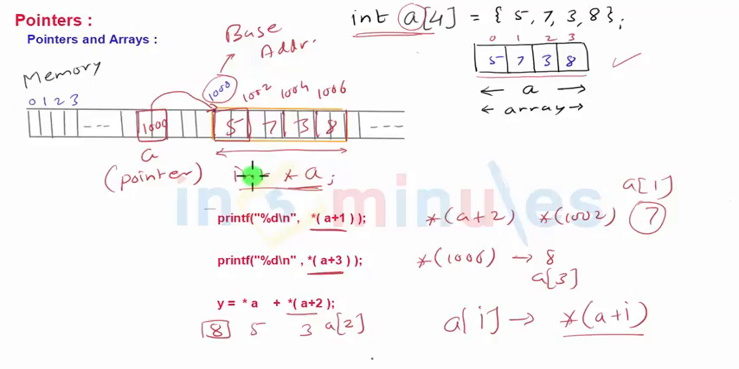If I is 0, it stands for the zeroth value from A, which is A0. If I is 3, it stands for the third value from A, that is nothing but A3. So that is how we can access the array elements using pointer notation.